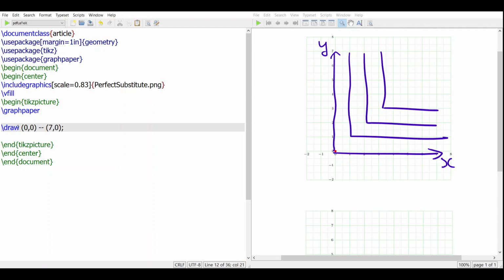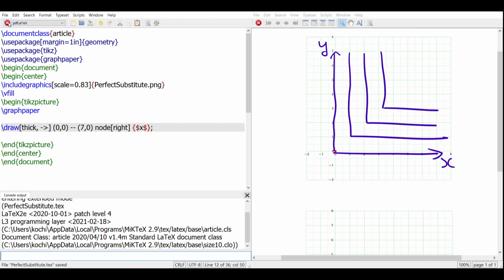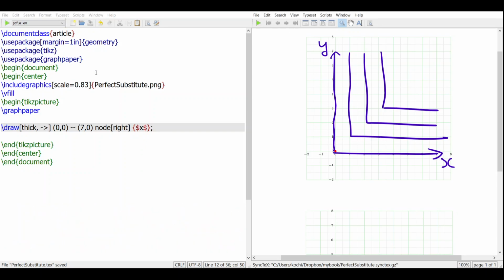And again, we want a very thick line, and we want an arrow, and at the end of the arrow we have a node. So we have a node on the right hand side, which we have x here. We have a dollar sign to denote it is x. Okay, let's compile it, and let's see what happened.